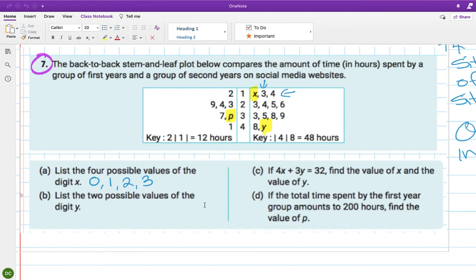Okay, so that's at the end, and there's an 8 before it, so it can't be smaller than 8. So it's either an 8 or it's a 9 for y. Okay, if 4x plus 3y equals 32, find the value of x and the value of y. Okay, but I've got loads of values. So I'm just going to have to try a few and see what happens.